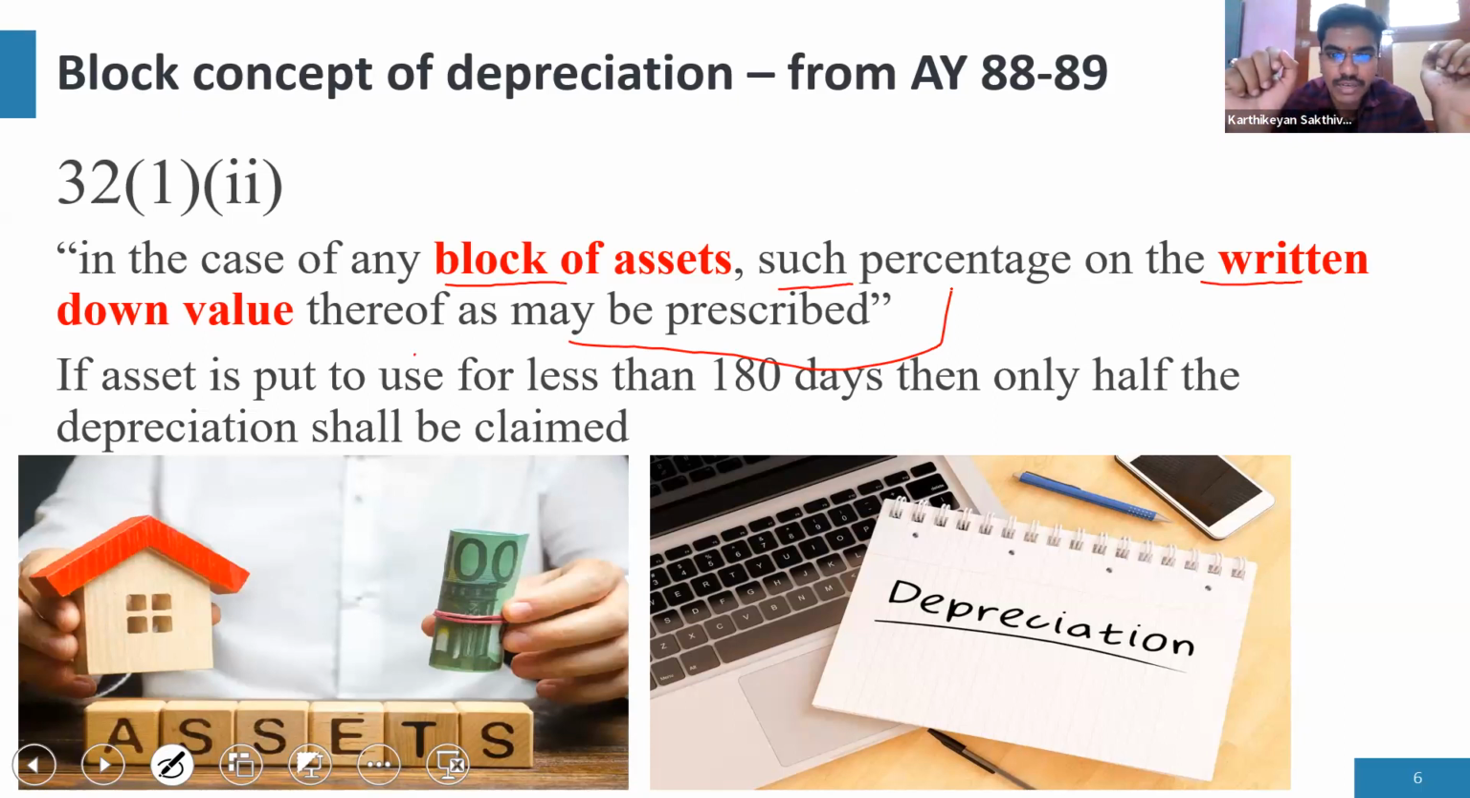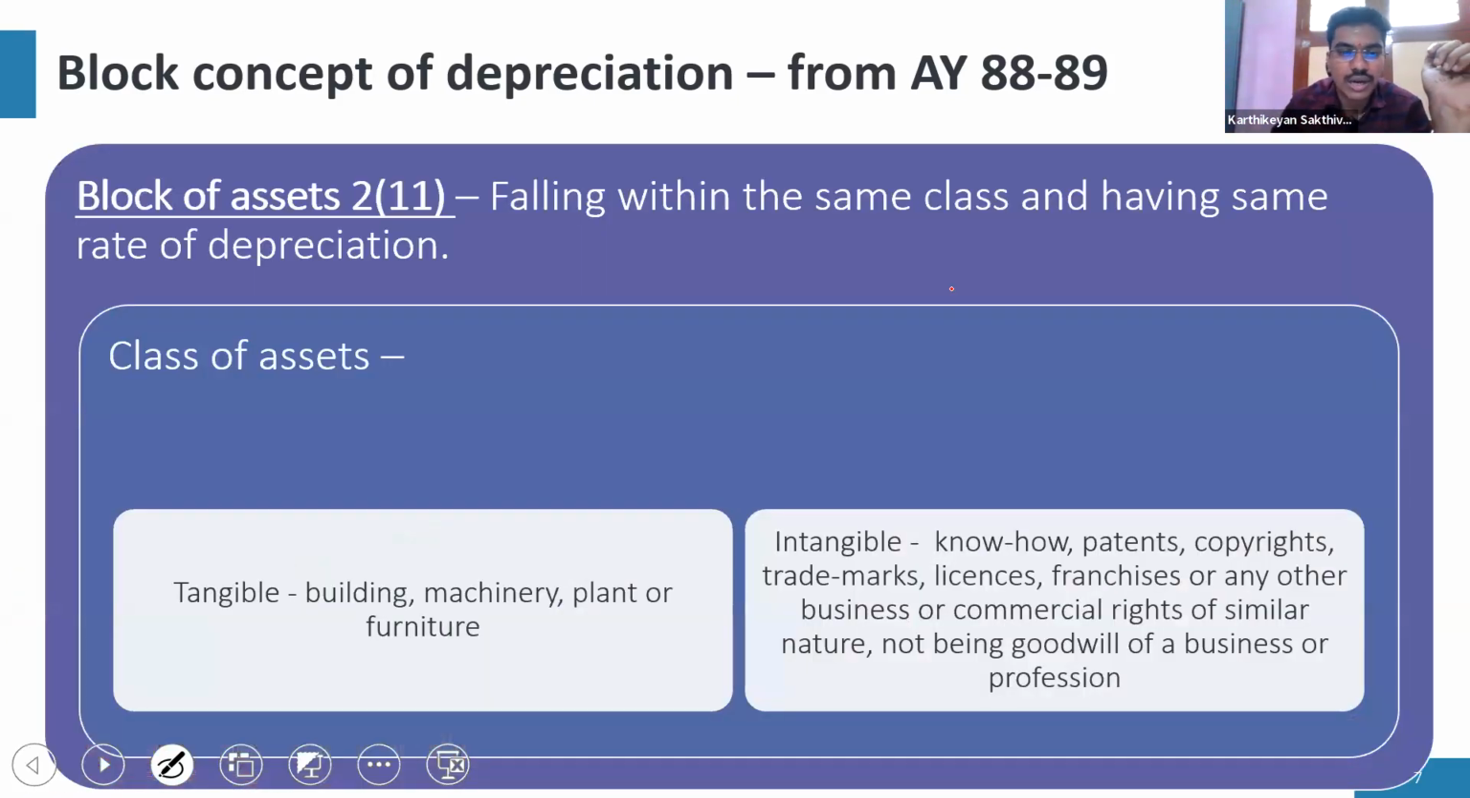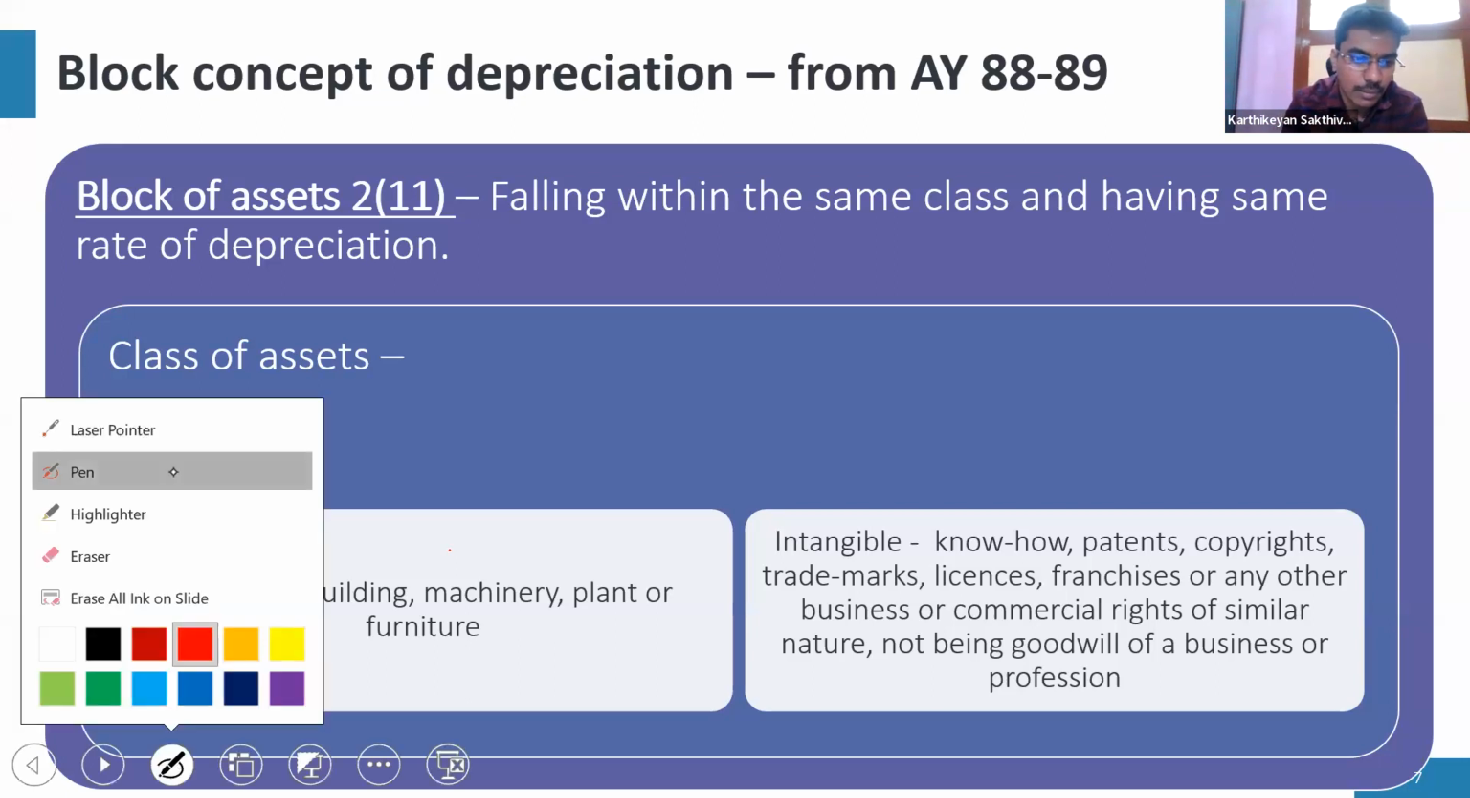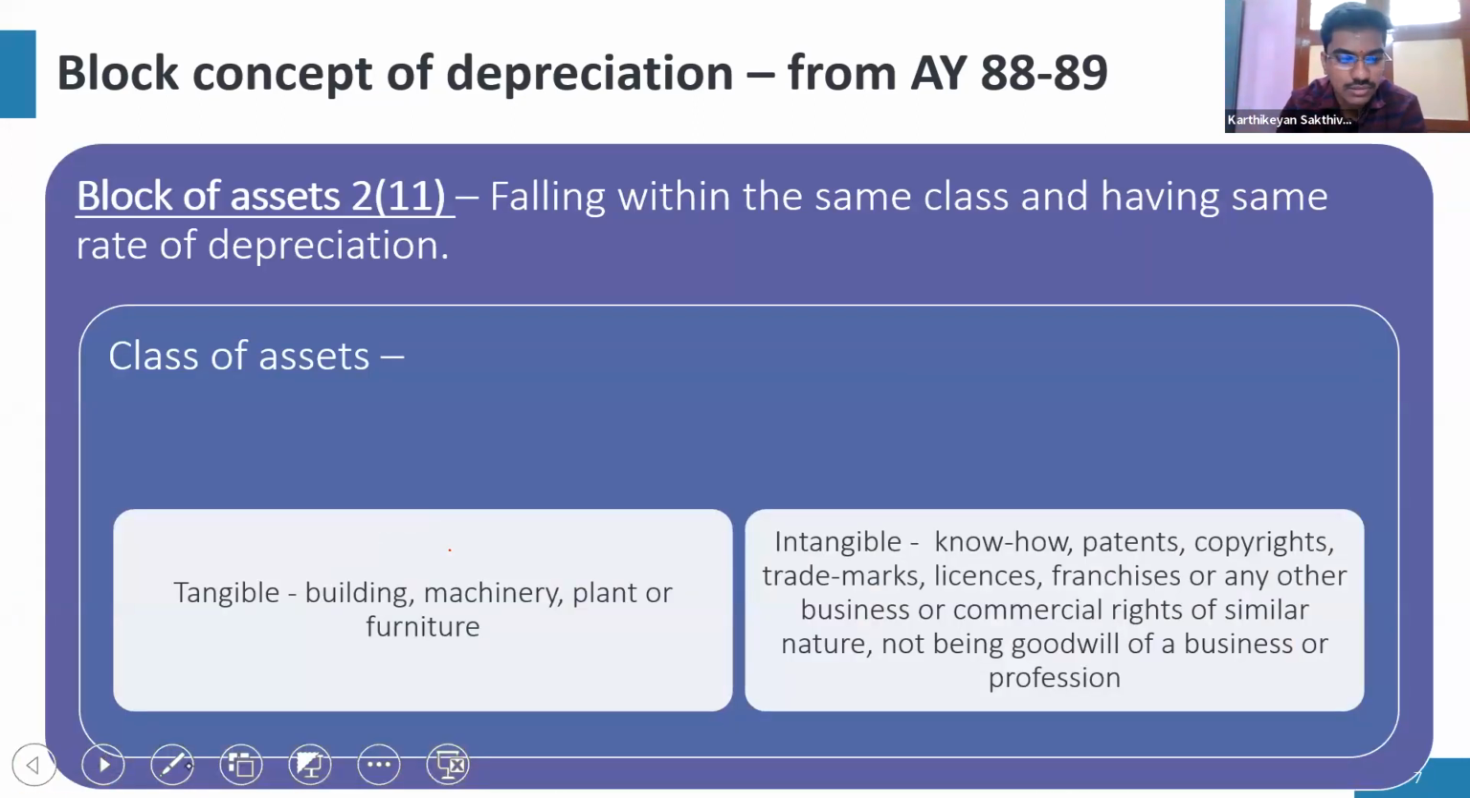In this we understood 3 terms in total. First one is block of assets, second one is written down value. So first, what is block of assets, we'll just go and see. As per section 2 clause 11, block of assets means anything which is falling within the same class and having same rate of depreciation. Right? So what do you mean by class of asset? There are again two terms here: same class, having same rate of depreciation.